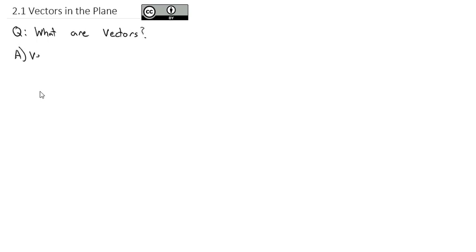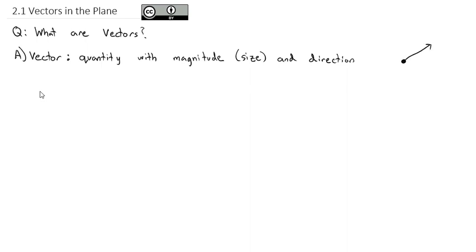And quite simply, a vector is a quantity with magnitude, which is a fancy word for size, and direction. And an example of a vector, we might represent a vector from a point out to another point with direction. That would be a vector. We might label it vector v.